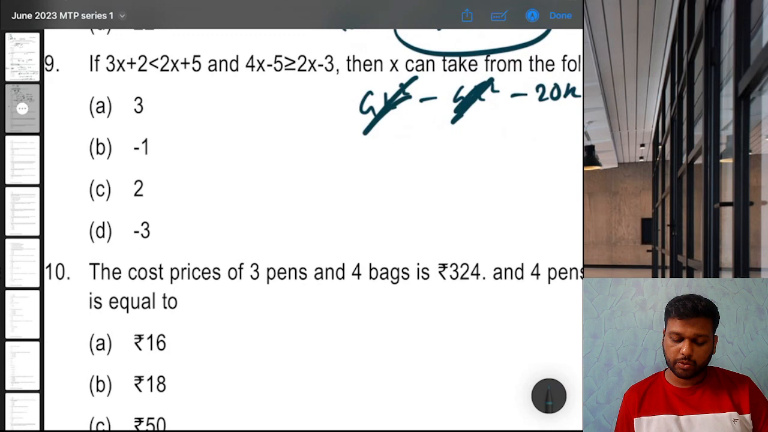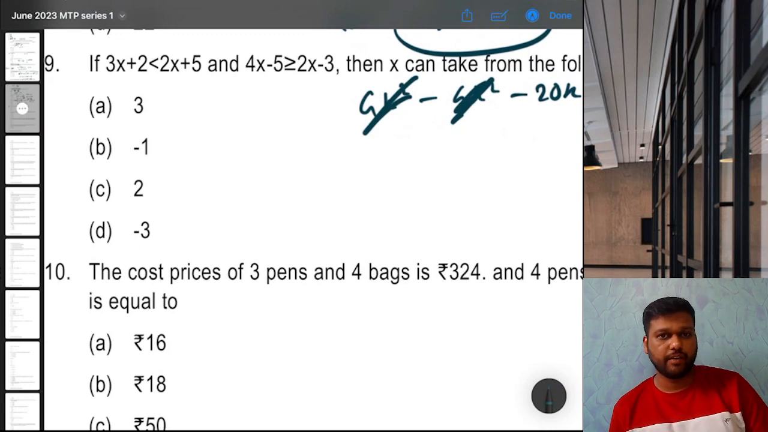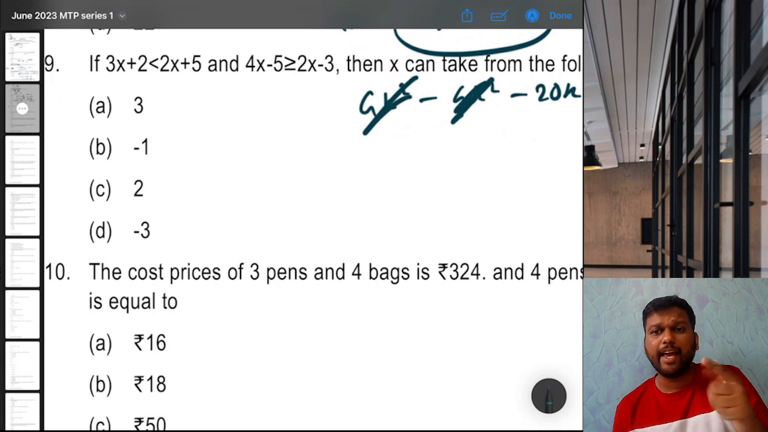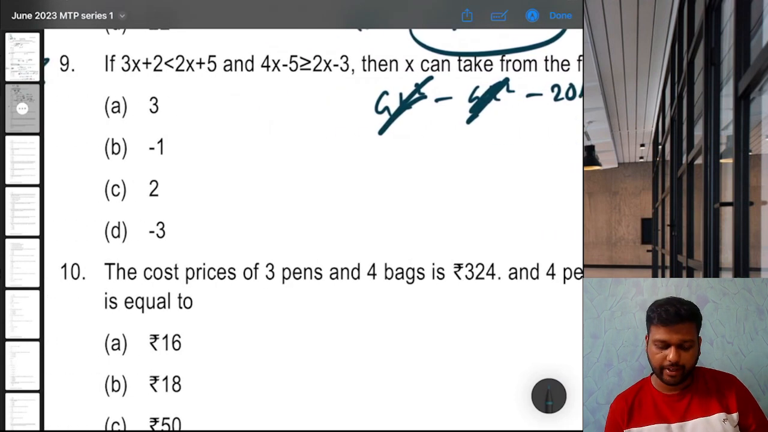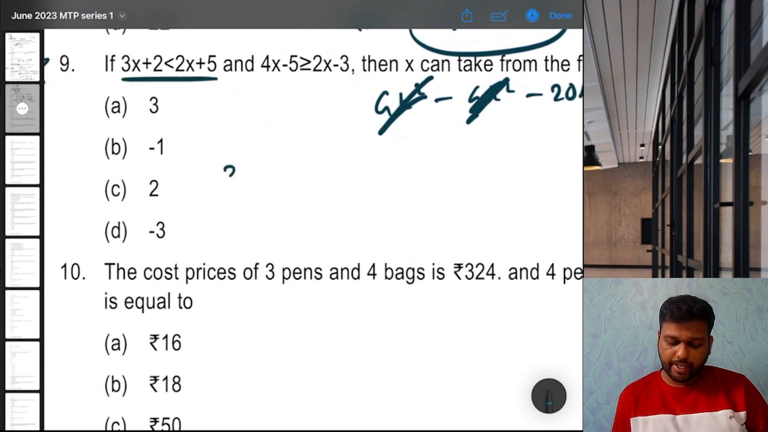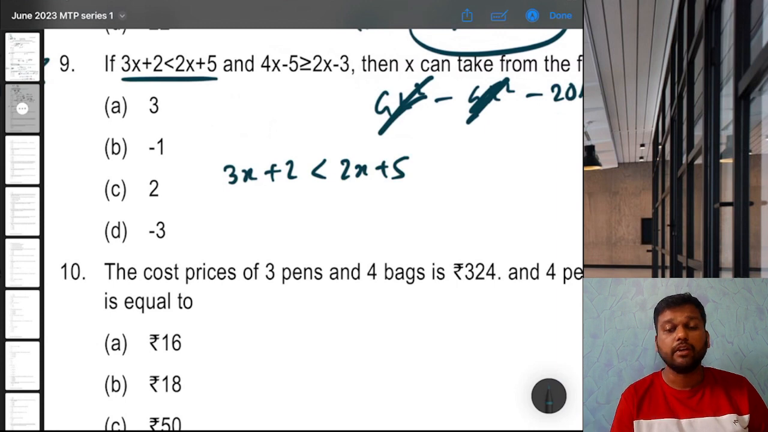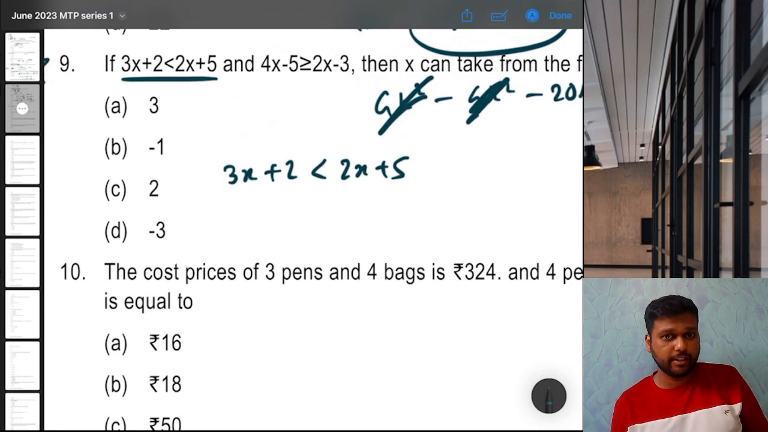If 3x plus 2 is less than 2x plus 5 and 4x minus 5 is greater than equal to 2x minus 3, then x can take the following values. Okay, let's solve this first. 3x plus 2 is less than 2x plus 5. This is normal. You can solve it like an equation normally. Okay, there are some restrictions, but I'll explain those later. Right now this is not relevant.